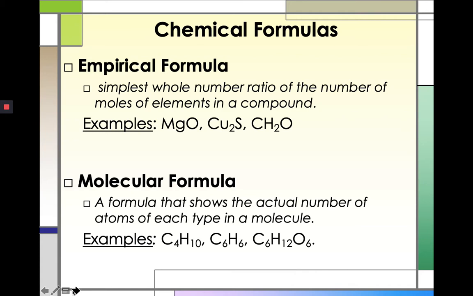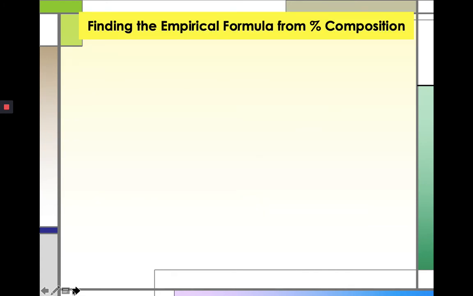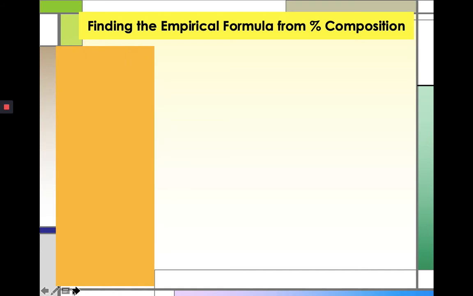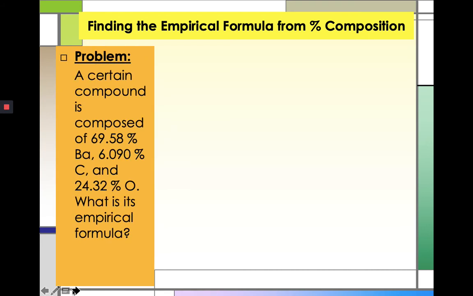Now we will be dealing first with empirical formulas. How do we find the empirical formula from the percent composition of a particular compound? So we start with this problem. A certain compound is composed of 69.58% barium, 6.090% carbon, and 24.32% oxygen. Now what is its empirical formula?